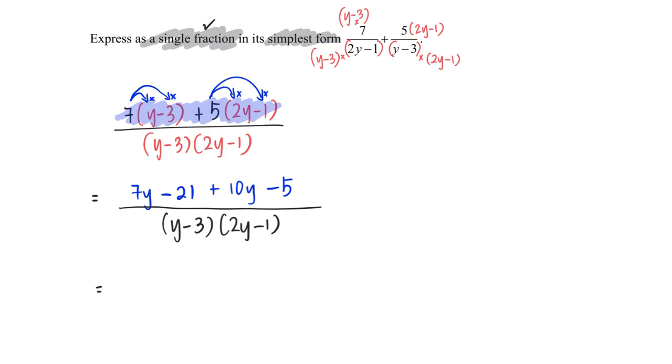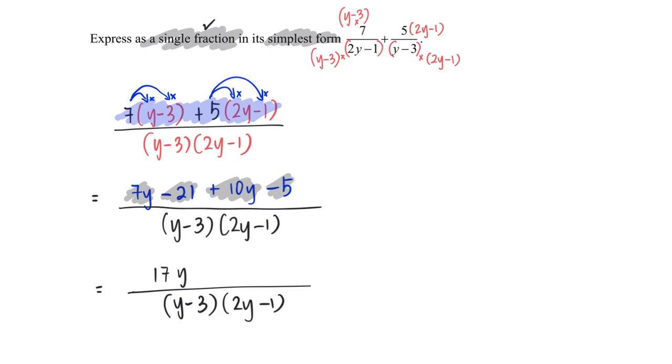And after I expand, I must simplify, right? The like terms. 7y plus 10y would be 17y. Negative 21 minus 5, this will give me negative 26, and I cannot simplify further. This will be the final answer for this question. Let's move on to the next question.